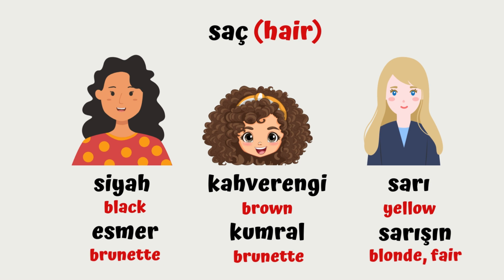Esmer and kumral, they both mean brunette, but there is a difference. Esmer is used for darker complexions, like dark brown eyes or black hair, but kumral is used for lighter shades of dark colors, like light brown hair color, maybe brown hair. And sarışın is obviously used for blonde and fair complexions.